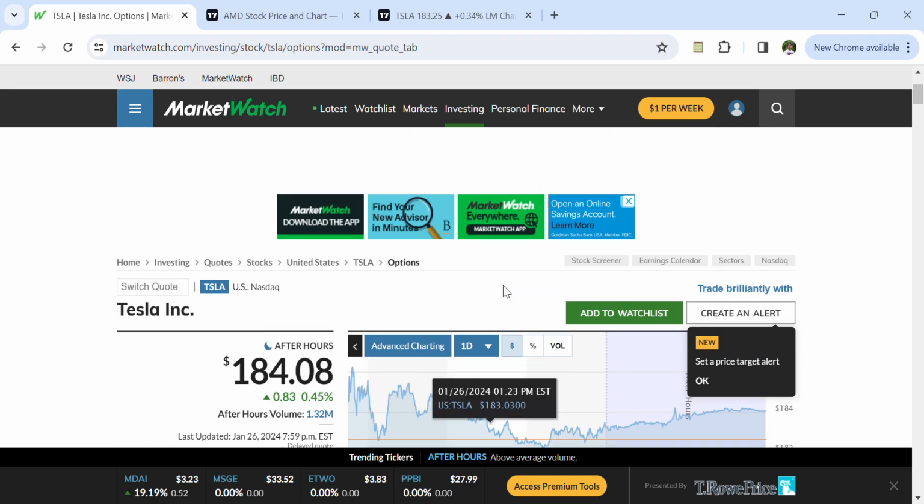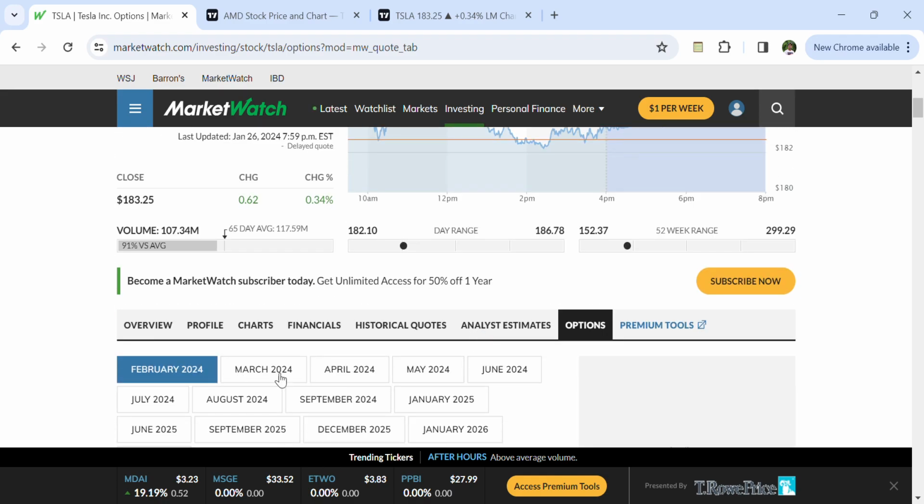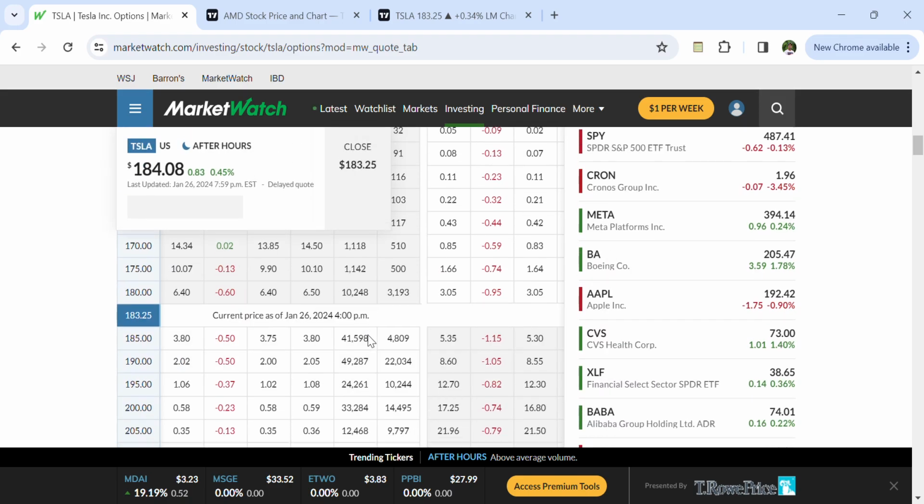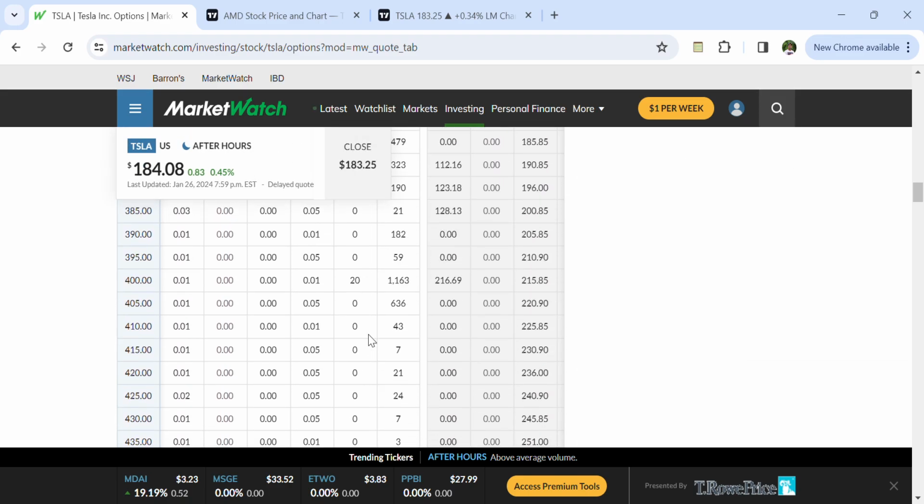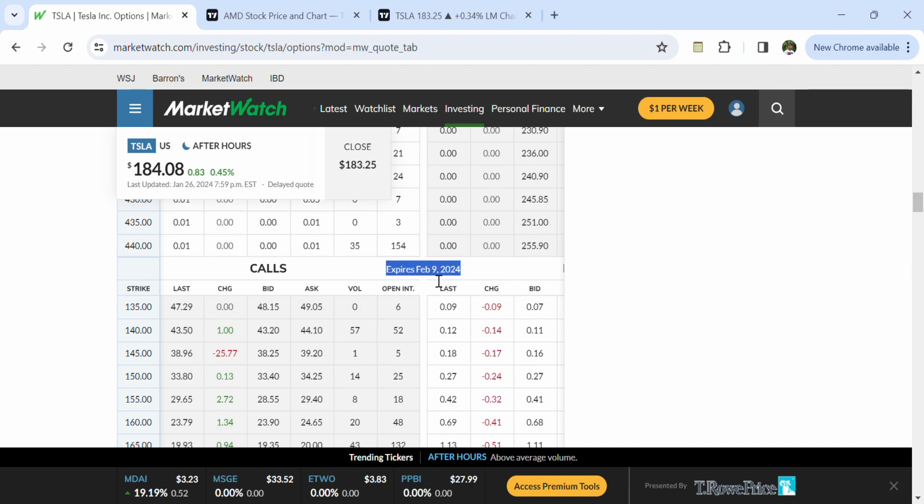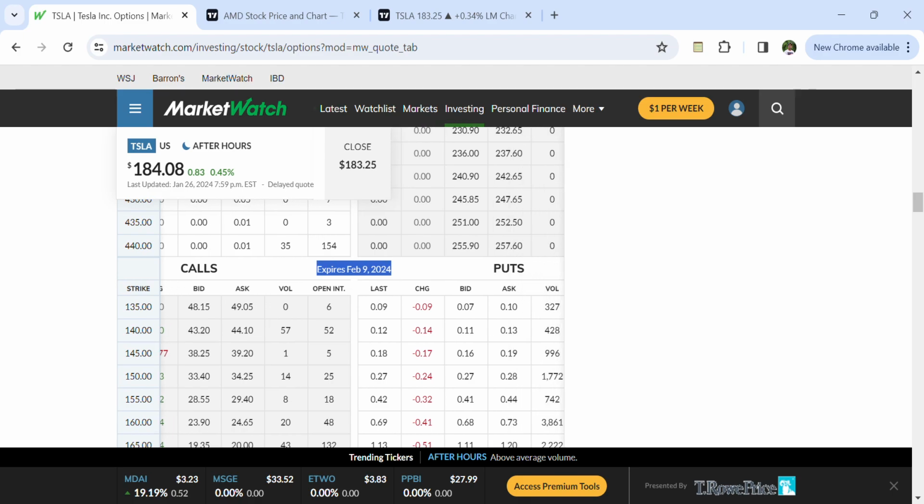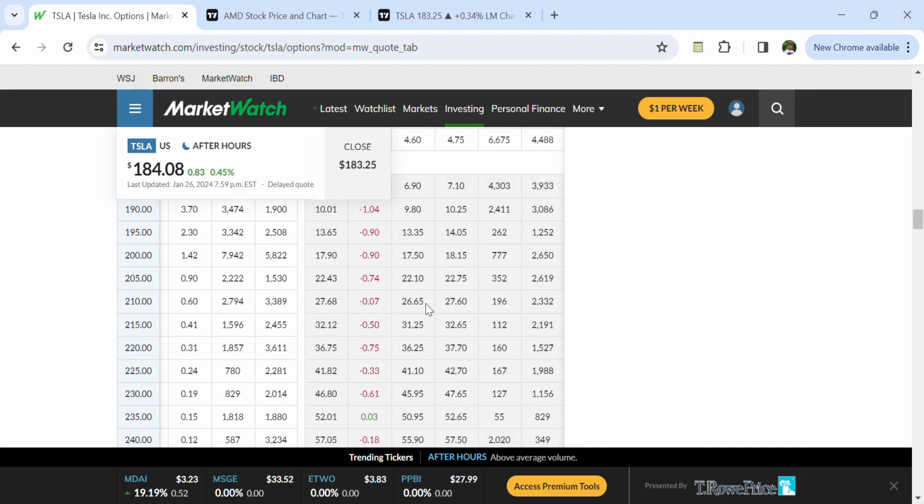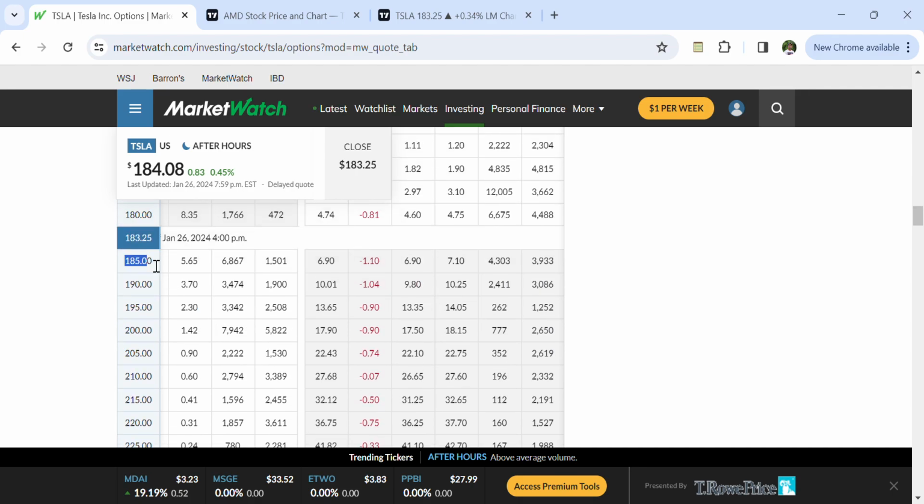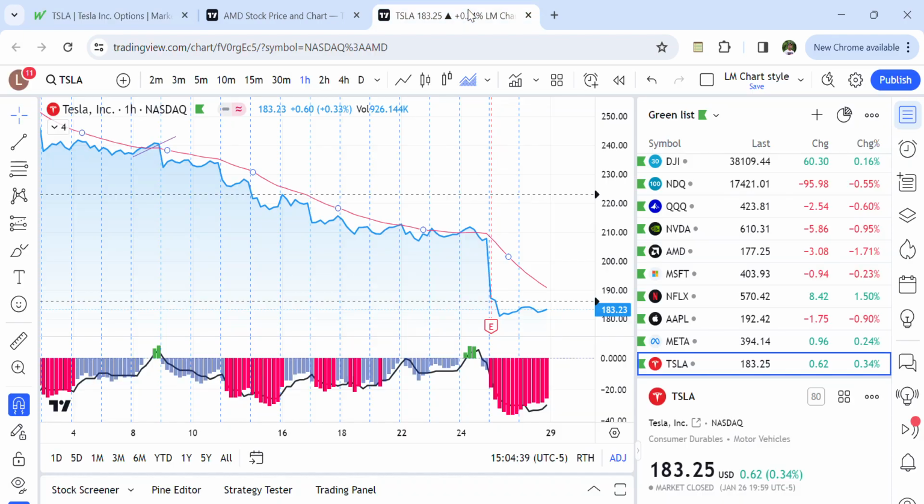Okay, so I have clicked options over here. I am in the February chart. If I keep going down, I can see that we are at expiry of 9th February. I want puts, and I want the 185 put. So these are my puts. 185 put is here. Currently it is in the money because the stock price is 183 and this is my price, which is 6.90. But I'm thinking that the stock might rise up to this red line near 189 to 190, and then only I will buy my put.